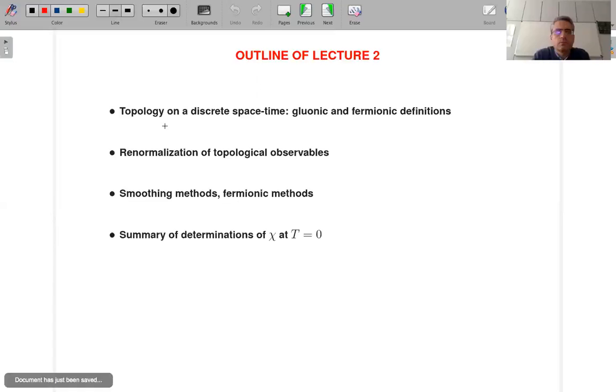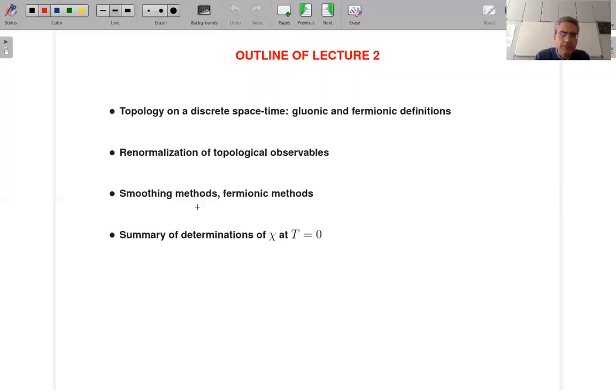All, I'm going to review the techniques that one can adopt to study topological properties by lattice simulations. So first of all, we have to face the problem of defining topology on a discrete space-time, which is in some sense a nonsense from a certain point of view. But we have several definitions going from gluonic to fermionic definitions, and I will review renormalization that has to be taken care of when considering topological observables.